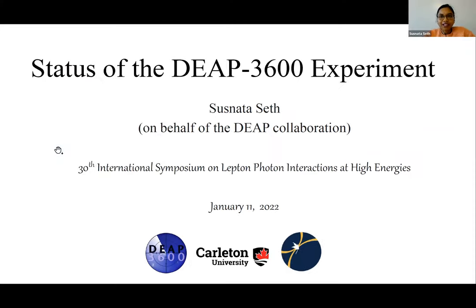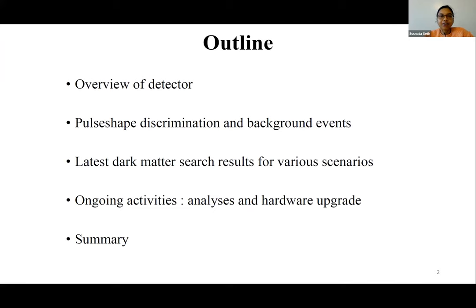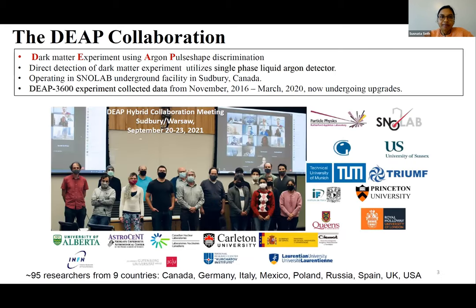First of all, I'd like to thank the organizers for giving me the opportunity to present our results in this symposium. I'll be talking about the status of the DEAP-3600 experiment today. Here is the outline of my talk. I'll give a brief overview of our detector. Then I will discuss pulse shape discrimination and background events. I will show the latest dark matter search results for various scenarios. Then I will talk about ongoing activities. Basically, I will focus on analysis and hardware upgrades. And finally, I'll summarize the main points from my talk.